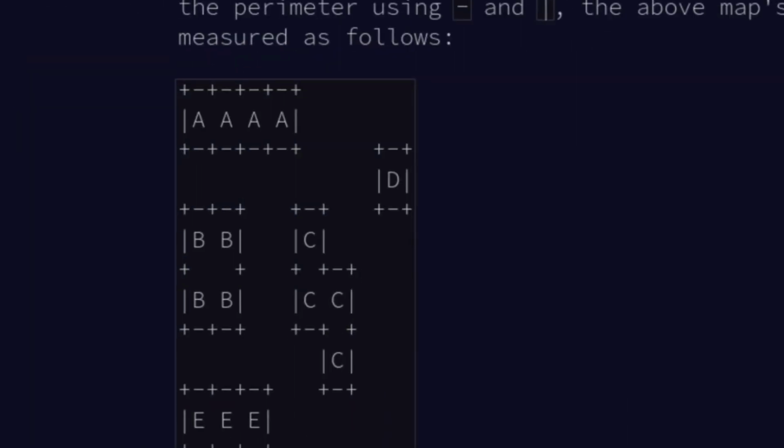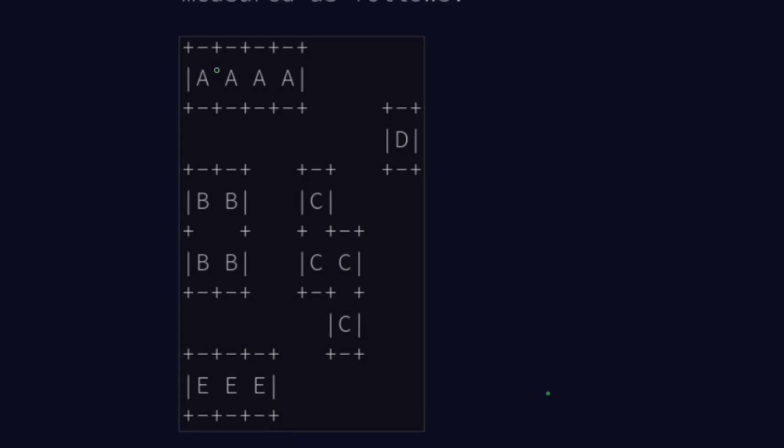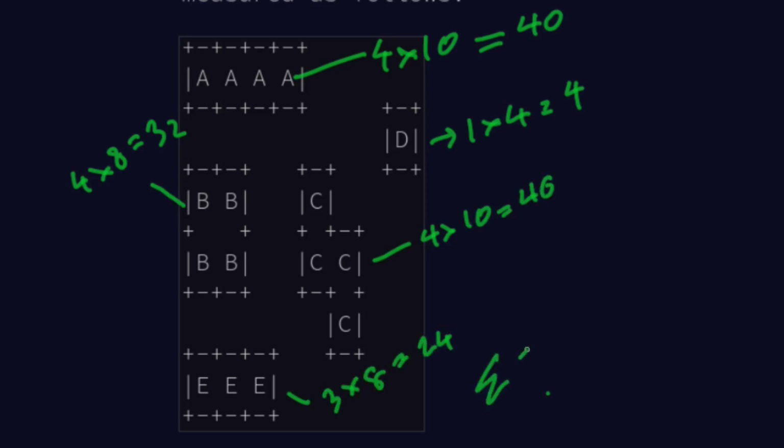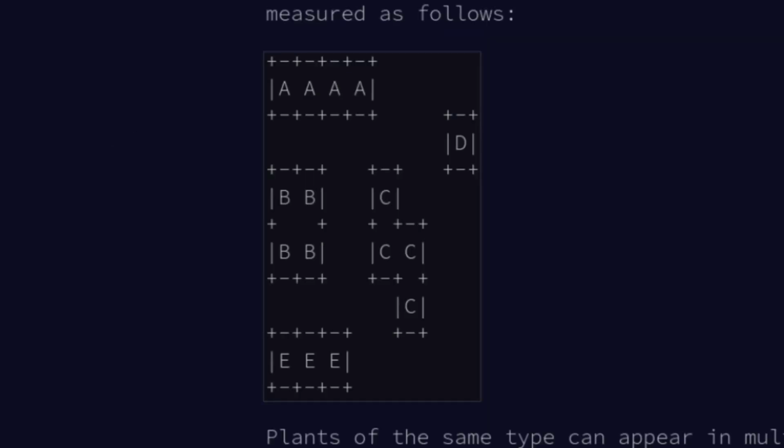The example shows that we will have sections of the garden where we plant the plants A, B, C, D, E, and so on. So we will need to calculate the area. In this case it will be 4, and the perimeter, which is 1, 2, 3, 4, 5, 6, 7, 8, 9, 10. So 4 times 10 in this case equals 40, and this one will be 1 times 4. This one will be 4 times 8, which is 32. This one will be 4 times 10 equals 40. This one will be 3 times 8 equals 24. And when you sum them up, what you get is 772.